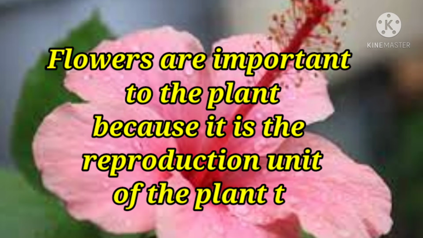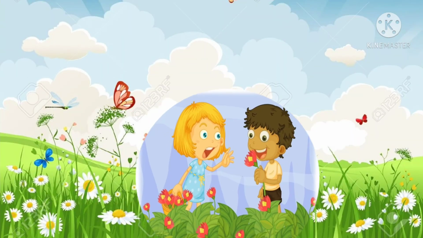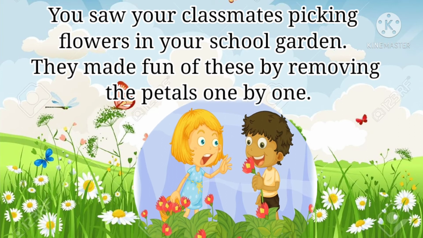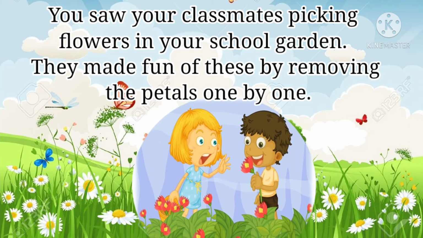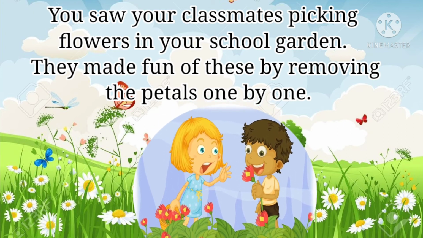Flowers are important for the plant because it is the reproduction unit of the plant to make its new generation. In other words, the flower is called so because it is the part which produces the pollens and the ovules for the reproduction process. You saw your classmates picking flowers in your school garden. They made fun of this by removing the petals one by one. What would you tell them?